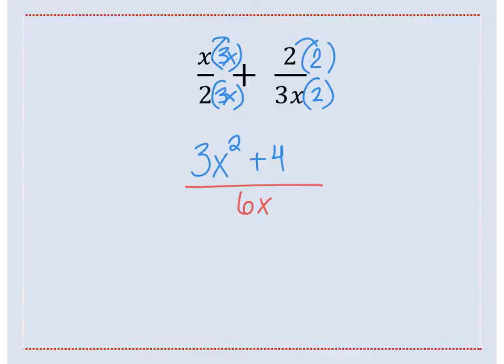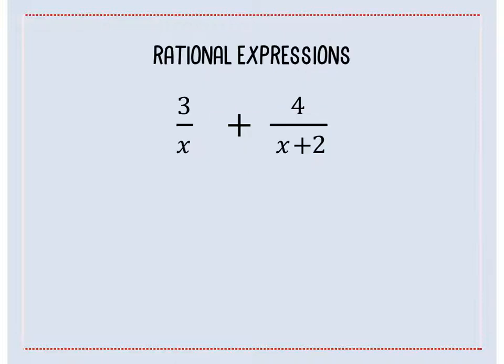Now, can I reduce anything? Can I factor out an x from my numerator? Is there any greatest common factor? The answer is no, so this will be my final answer. So again, this was just review of adding fractions and finding the least common denominator. And now we're going to get into the rational expressions.